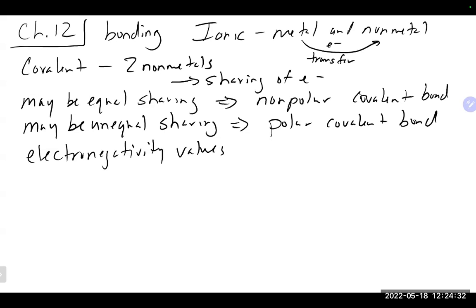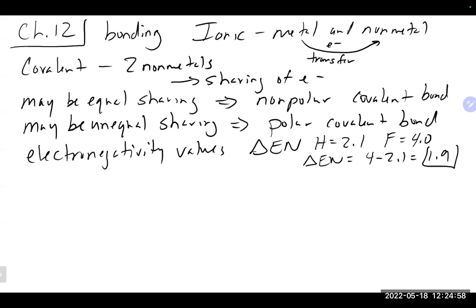For a covalent bond, we could do the difference in electronegativity. So for example, hydrogen is roughly 2.1. Fluorine has an electronegativity value of 4. So if we do the difference in electronegativity, it is 4 minus 2.1, which is a 1.9 difference.